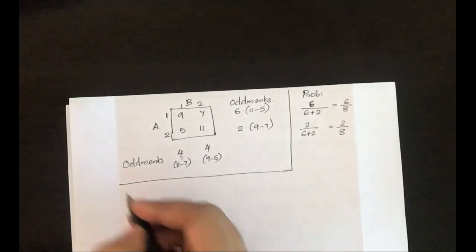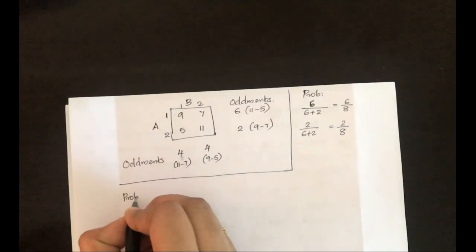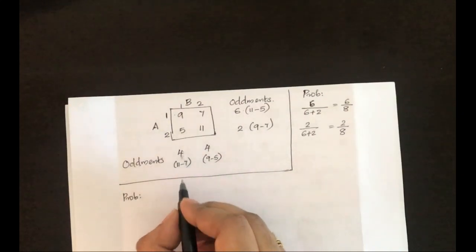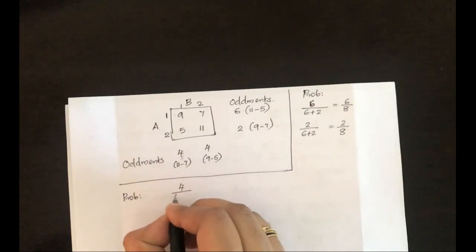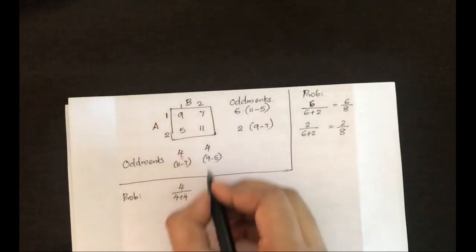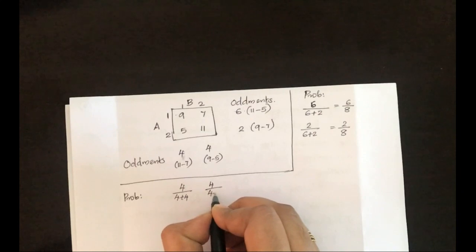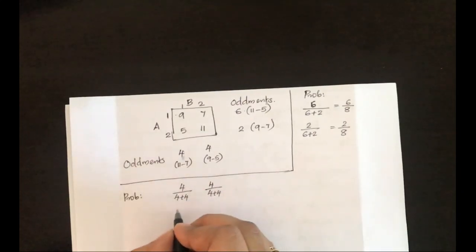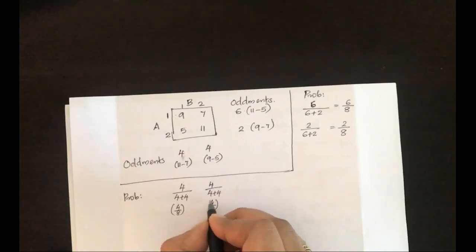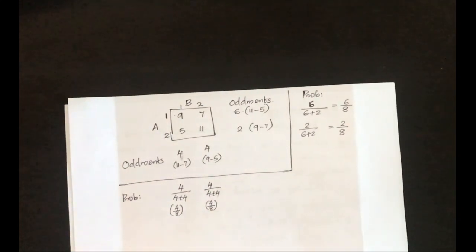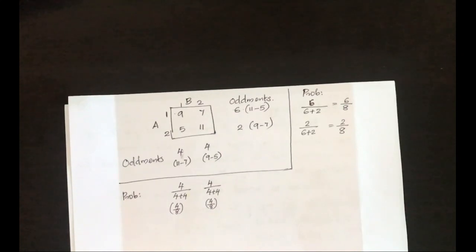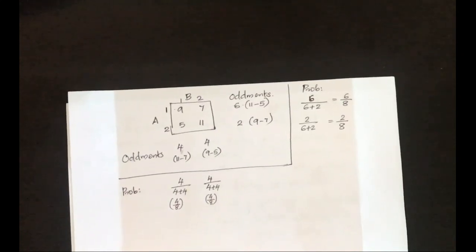Similarly for the column probability, the oddment of the first column is 4 divided by 4 plus 4. For the second strategy also 4 divided by 4 plus 4, that is 4 by 8 and 4 by 8. These are the probabilities. Now we are going to find the value of the game using these oddments itself.